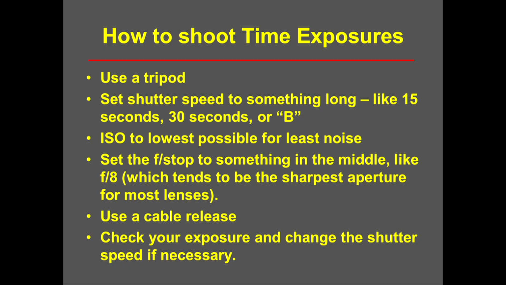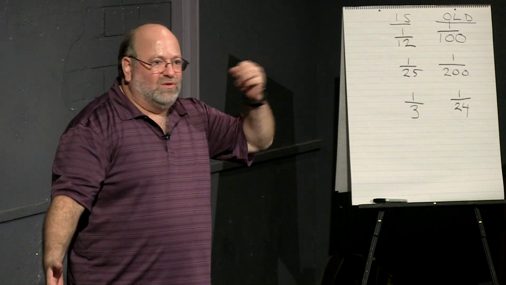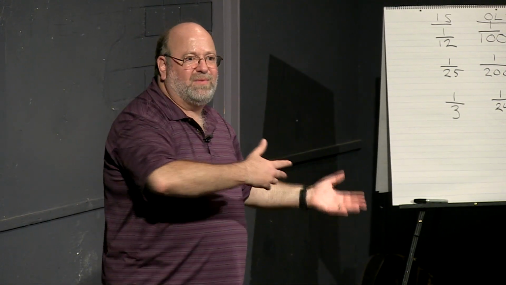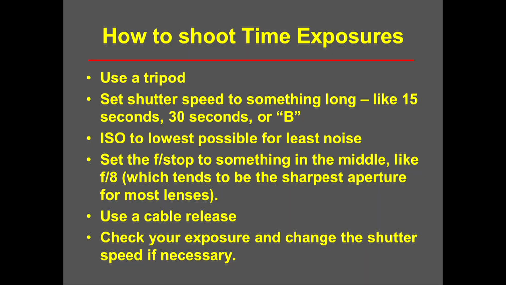So set your shutter speed to something long, 15 seconds, 30 seconds, or B, and then just guess. Take any kind of random guess. Look at it. If it's not the right intensity, make it darker or lighter by adjusting your settings. I always preferred setting the f-stop to something in the middle.